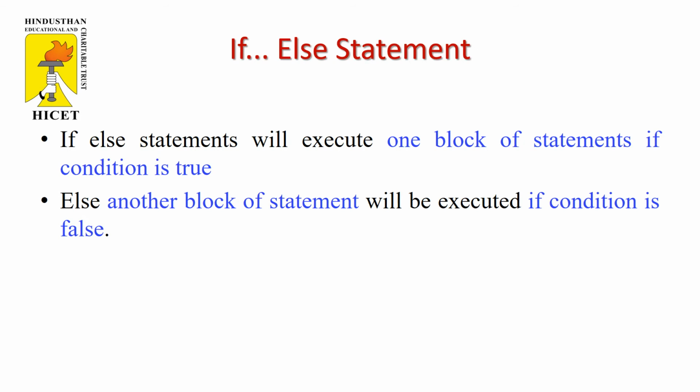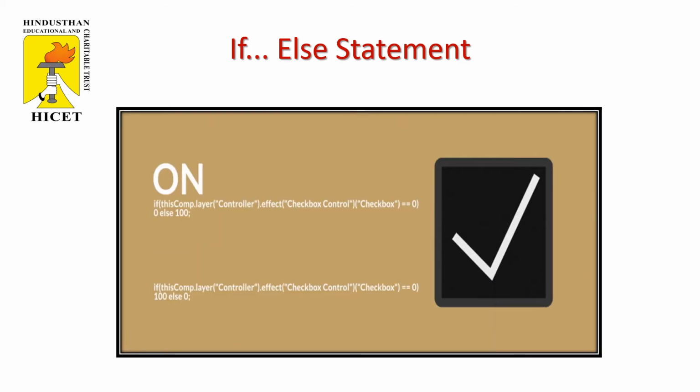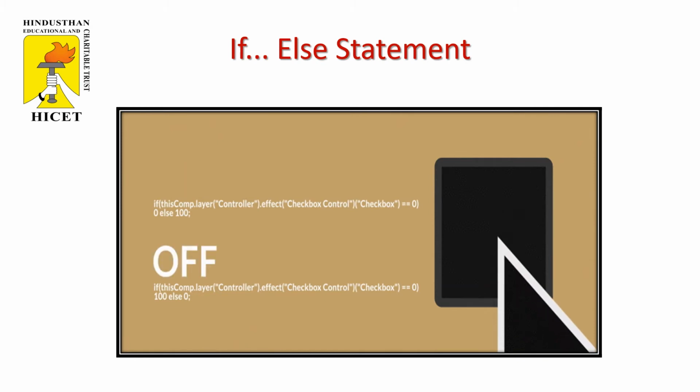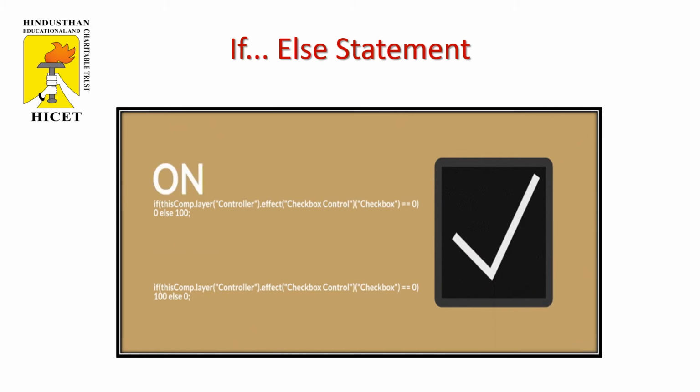Next, we are moving to the second type, the if-else statement. An if-else statement has two different blocks. One block of statements is executed if the condition is true, else another block of statements will be executed if the condition is false. Here we see a small GIF representing an if-else case. Once it is true, it executes button on. Once it is false, it executes button off.